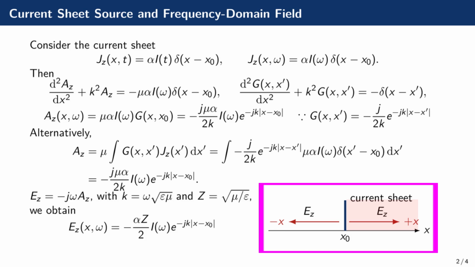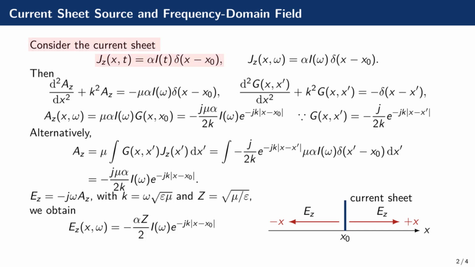For x greater than x0, the electromagnetic wave propagates in the plus x direction. For x less than x0, it propagates in the minus x direction. Let us now find the vector potential and also the electric field for this current source. We express the time-dependent current I of t by its Fourier transform, I of omega. Since no specific waveform is given for I of t, I of omega is simply the Fourier spectrum of that current. Substituting this source into the Helmholtz equation, we obtain this equation.